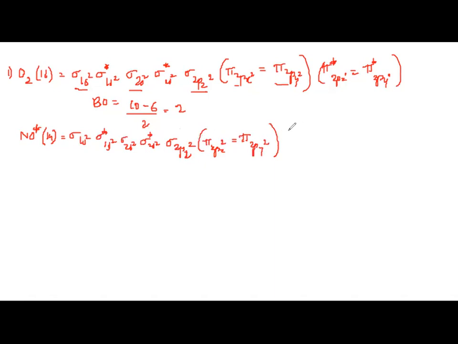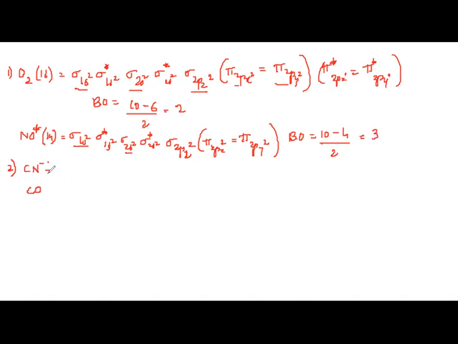Yes, it's done. Therefore, I will calculate the bond order here itself. Bonding electrons 2, 4, 6, 8, 10. 10 minus antibonding 4, by 2. So it is 6 by 2, that is equal to 3. Bond order is 3. So for the first pair it is not the same. One is 2 and one is 3. The next option is CN minus and CO.